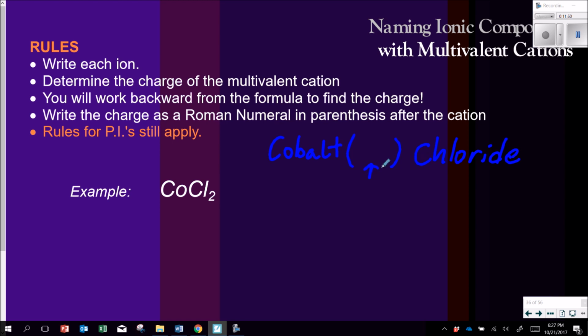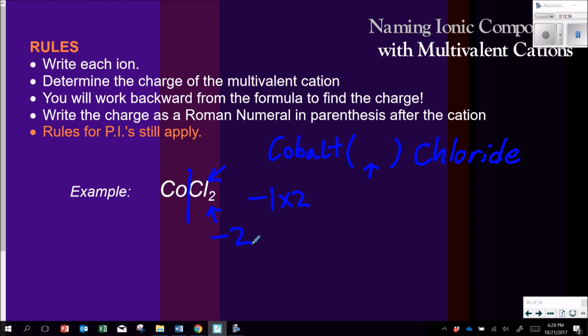And what I do is I work from the formula backwards. In your formula, you will always know the charge on the anion. So you can separate your cation and anion. And if I look at my anion, it's chloride. I know that the charge on chloride is -1. Then I look at how many chlorides I have, and I have 2 chlorides. The total charge for my anion is -1 times 2 for 2 chlorides, and is -2.